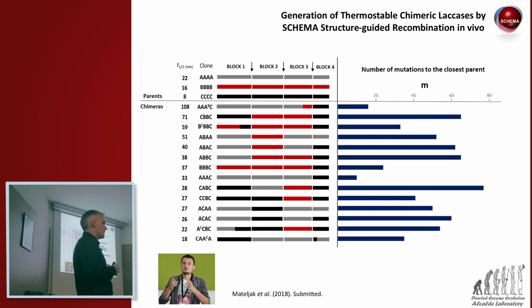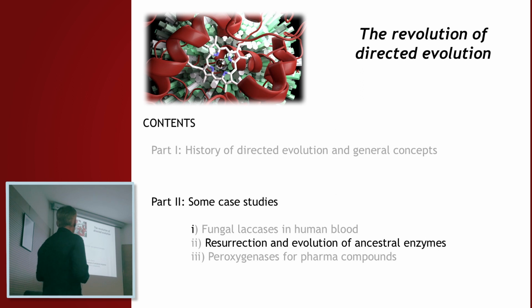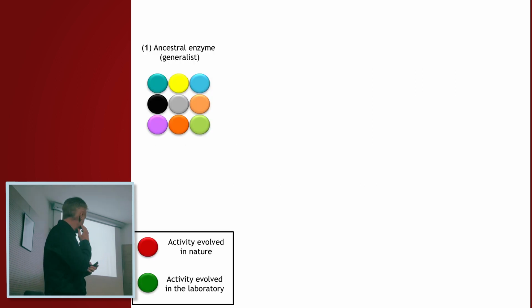And as a second case study, I've chosen the resurrection and evolution of ancestral enzymes, something in which we are deeply involved right now. To understand what enzyme resurrection is, we have to come back to the basics. All of you know that primitive cells contain only a small set of enzymes because they couldn't afford, from a metabolic point of view, to have a huge amount of different enzymes specialized in every single aspect of metabolism.